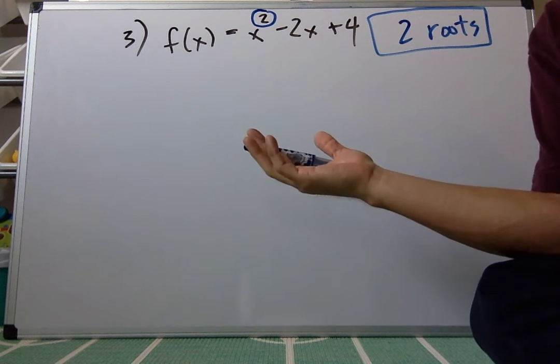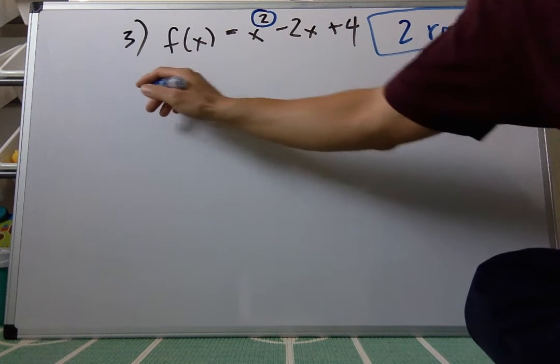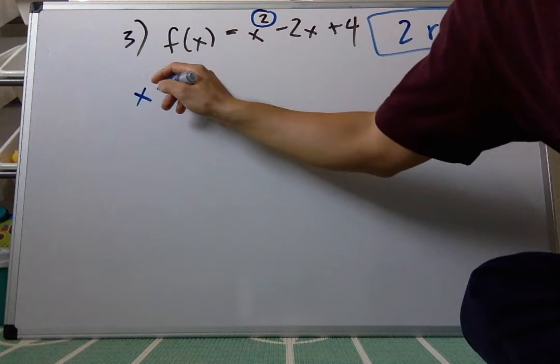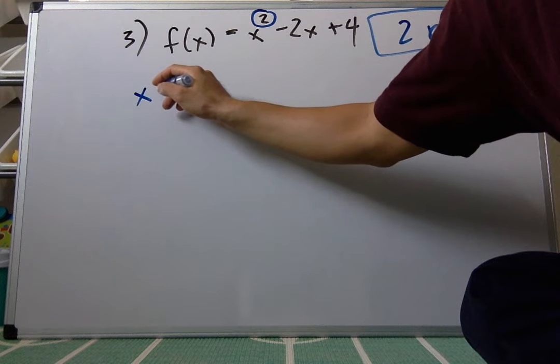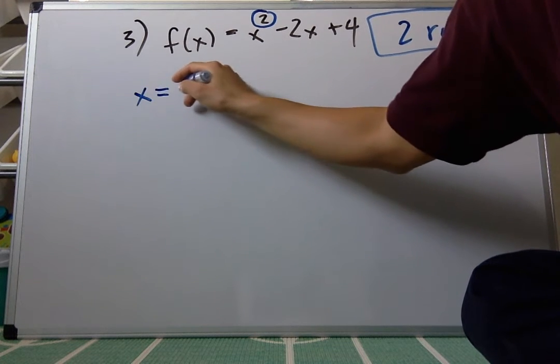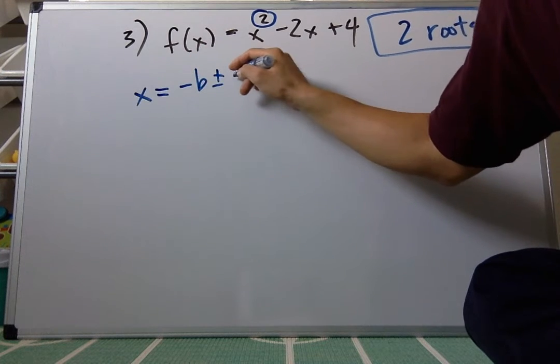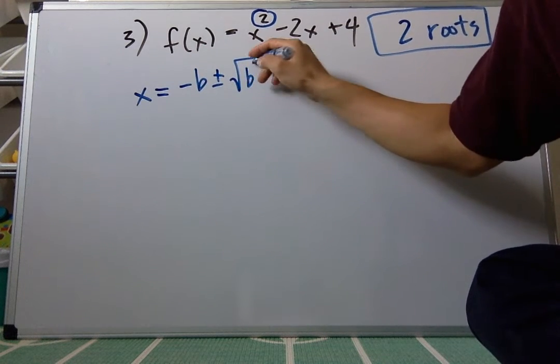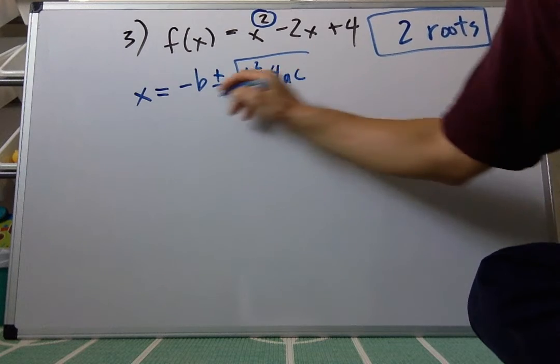If they're complex, then it's going to have a discriminant that is negative. Do you guys remember how to solve these things for 0? Remember we had this quadratic equation, right? It was x equal to negative b plus or minus the square root of b squared minus 4ac all over 2a.